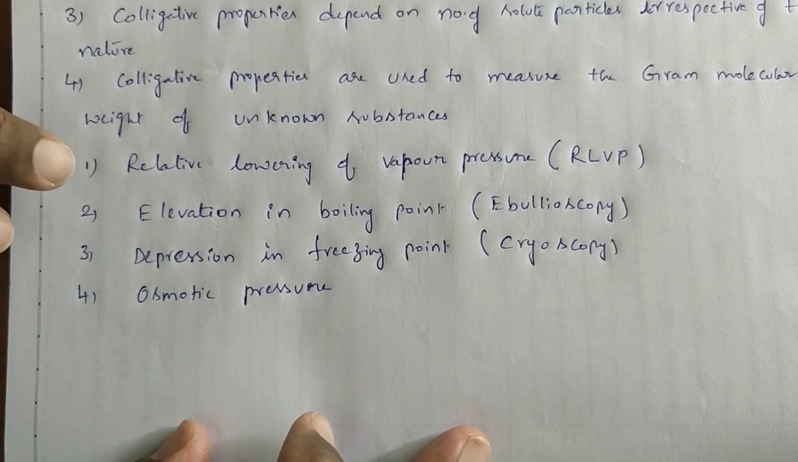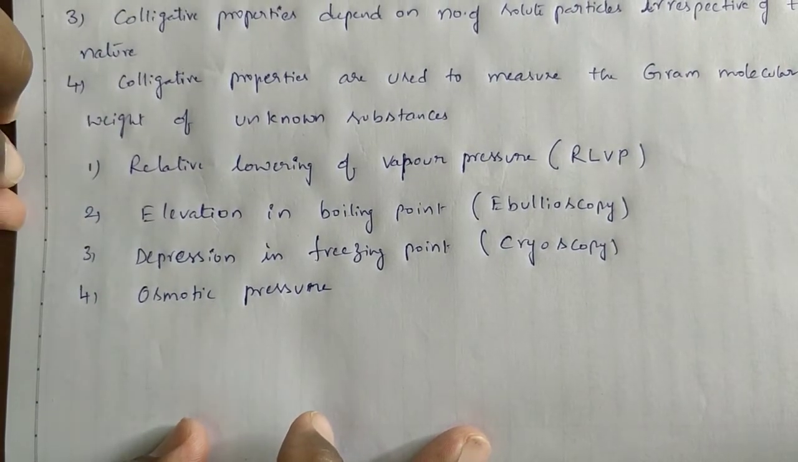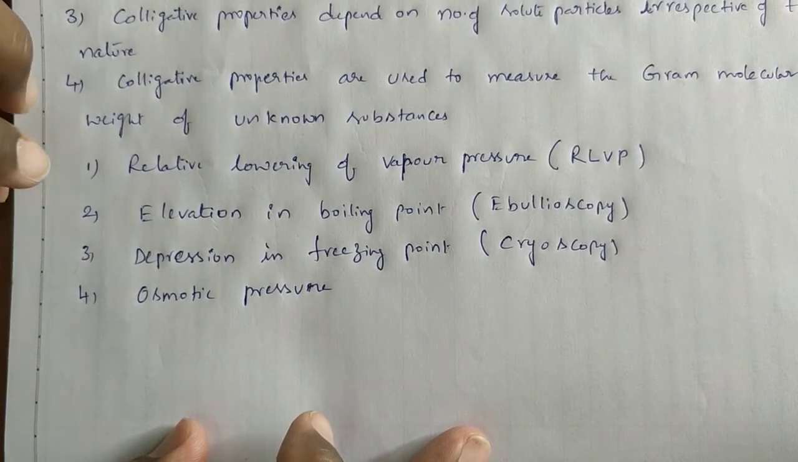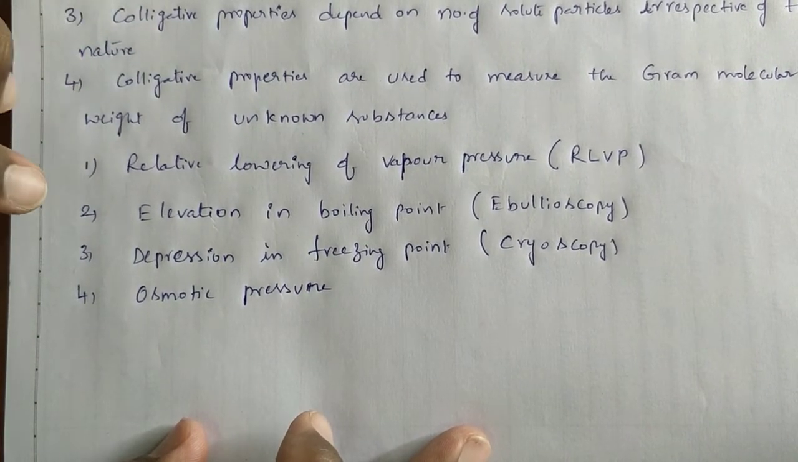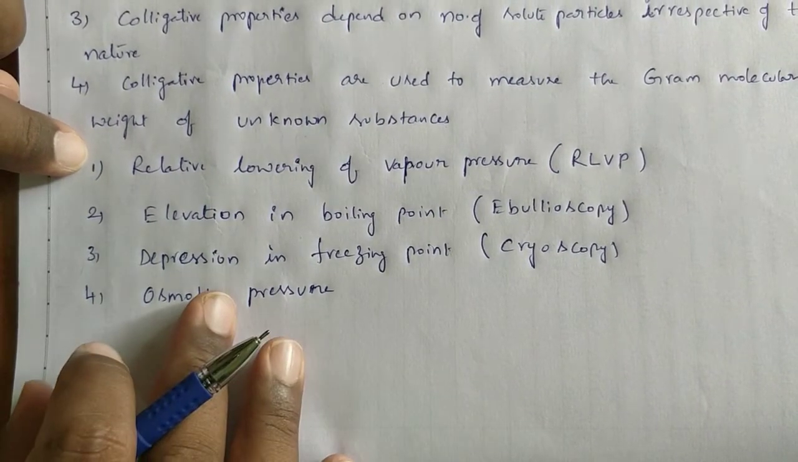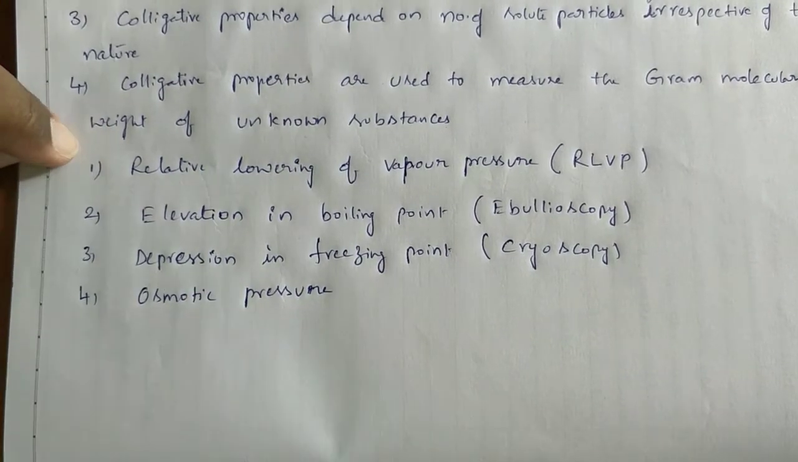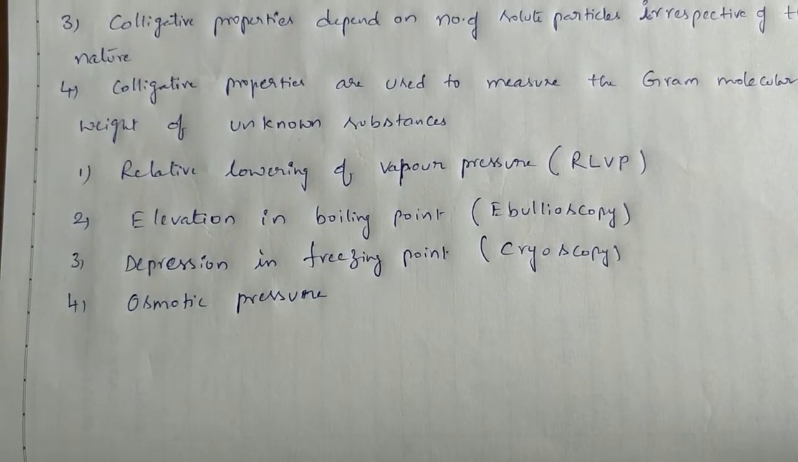Property wise we will study, and every property has one formula. By using that formula, problems will be there. So first we will go through property wise. Let us keep our next side heading, that is relative lowering of vapor pressure. What is that, ma'am? Relative lowering of vapor pressure. Let us see that one.